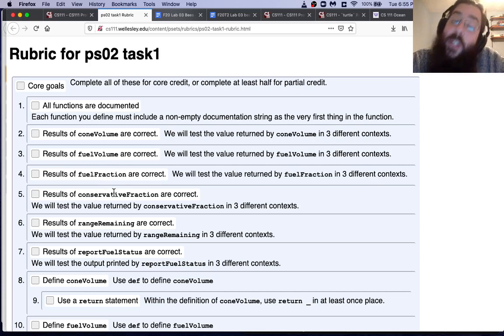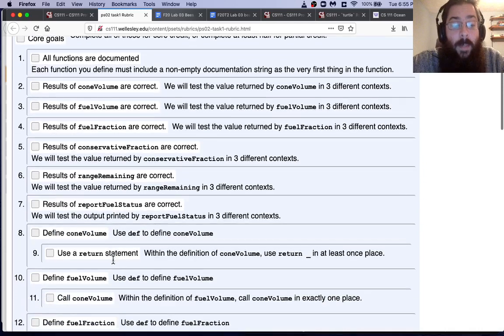The results of the conservative fraction function, there's also 3 tests for that. And then 3 tests each for the range remaining and report fuel status functions. For report fuel status, we're testing what it prints, not what it returns. For the other ones, we're testing what it returns.